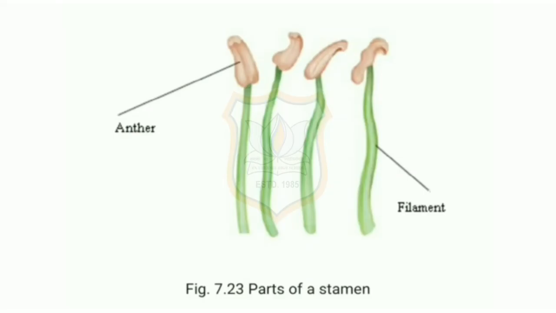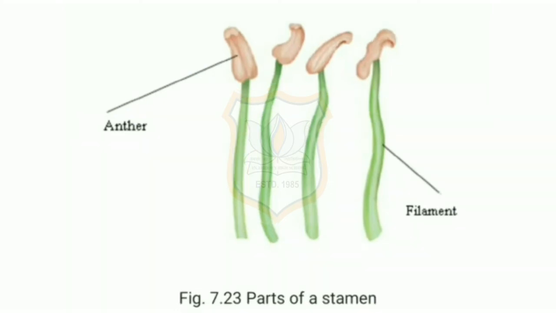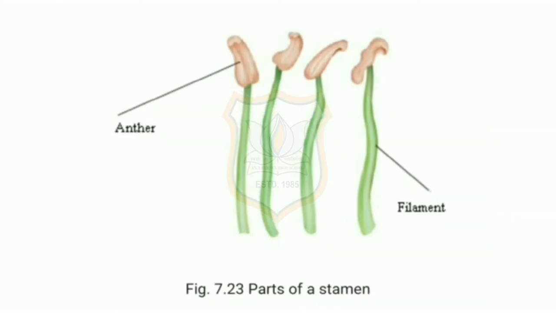Figure 7.23, parts of a stamen. It shows different kinds of stamens present in different flowers. Can you recognize the two parts of the stamen in your flower? How many stamens are there in your flower? Draw one stamen and label its parts.